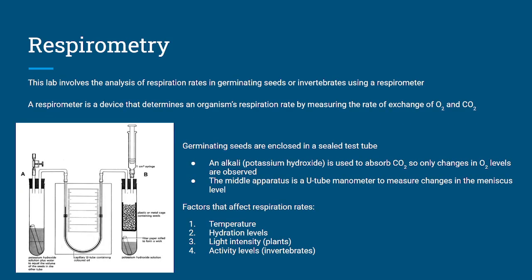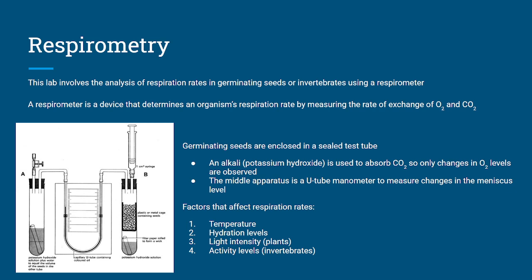Finally, we have respirometry, which is a lab that involves the analysis of respiration rates in germinating seeds or invertebrates. So this uses a respirometer, which is a device that determines an organism's respiration rate by either measuring the rate of exchange of oxygen gas or the exchange of carbon dioxide.